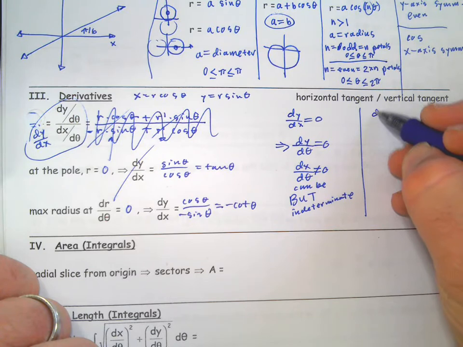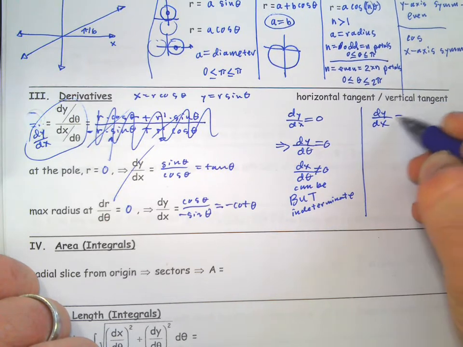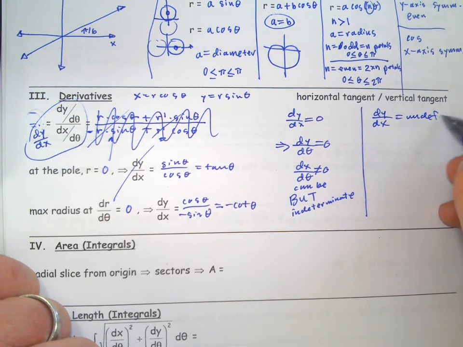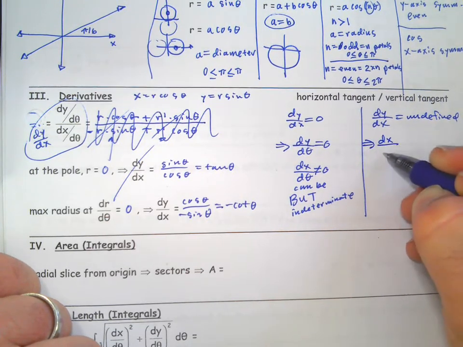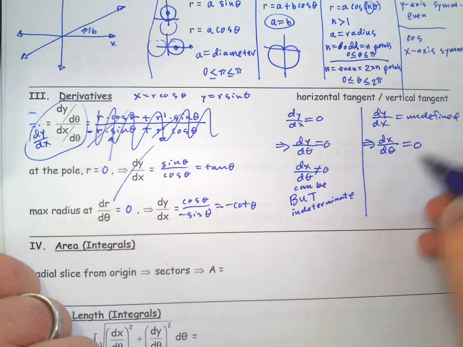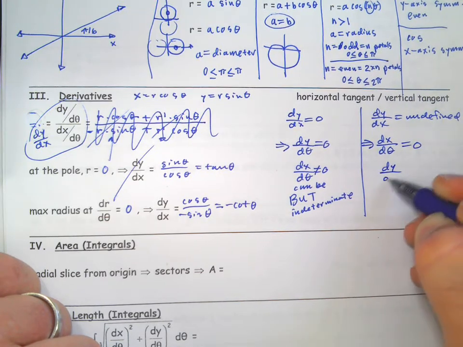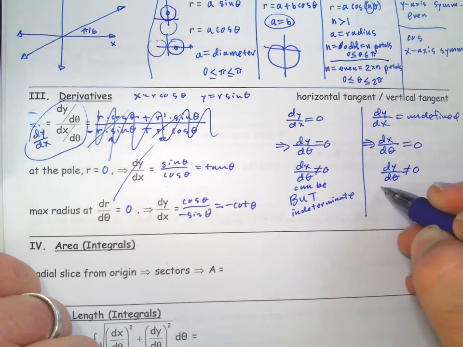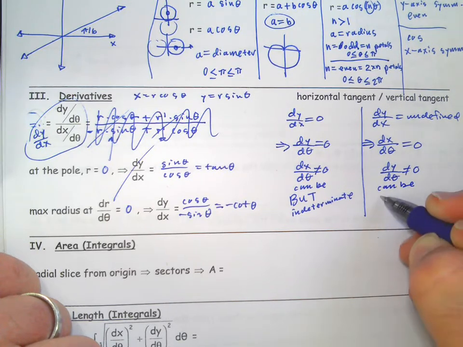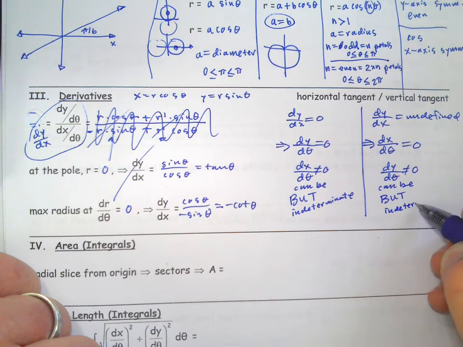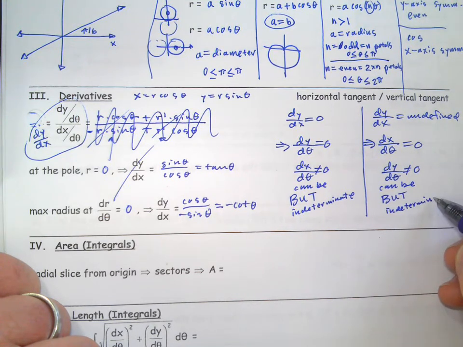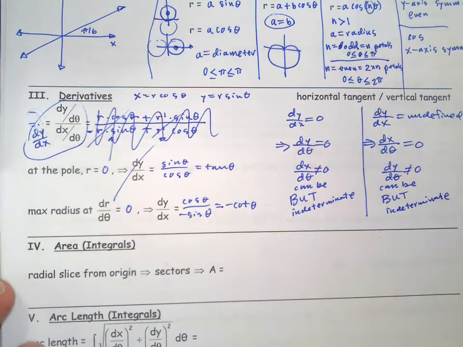Now, vertical tangent is whenever the slope is undefined, it's infinitely steep. And that's going to happen when the denominator goes to 0, but hopefully the numerator is not 0 at the same time. It can be, but it's indeterminate and you have to figure it out. So you can be vertical and horizontal at the same time. If it shows up on both, then you've got an issue that you've got to figure out.